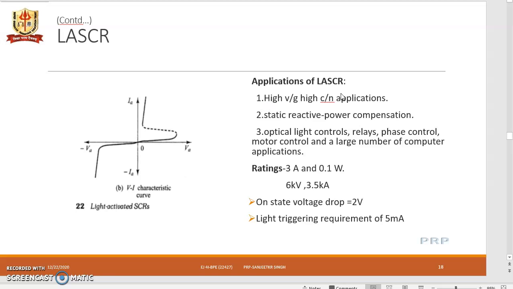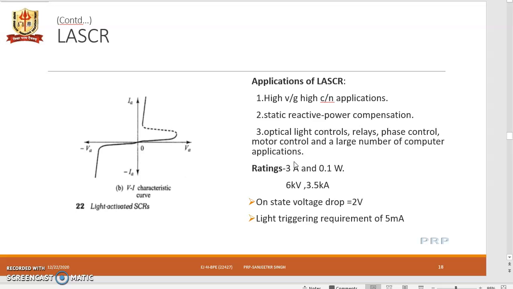What are the applications of the LASCR? It is used for high voltage, high current applications, for compensating static volt-ampere power, optical light controls, relays, phase control, motor control, and a large number of computer applications make use of LASCR. It can also be used as a switching device, for power converters, and to trigger high power SCRs.